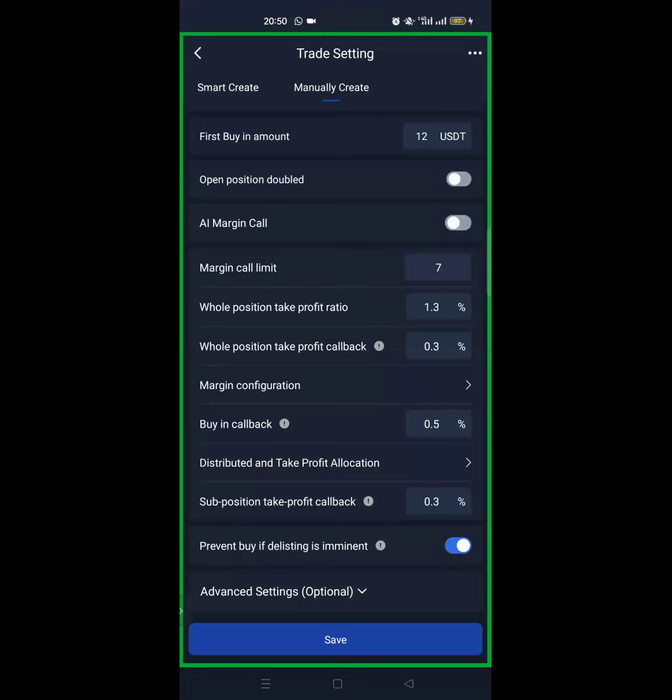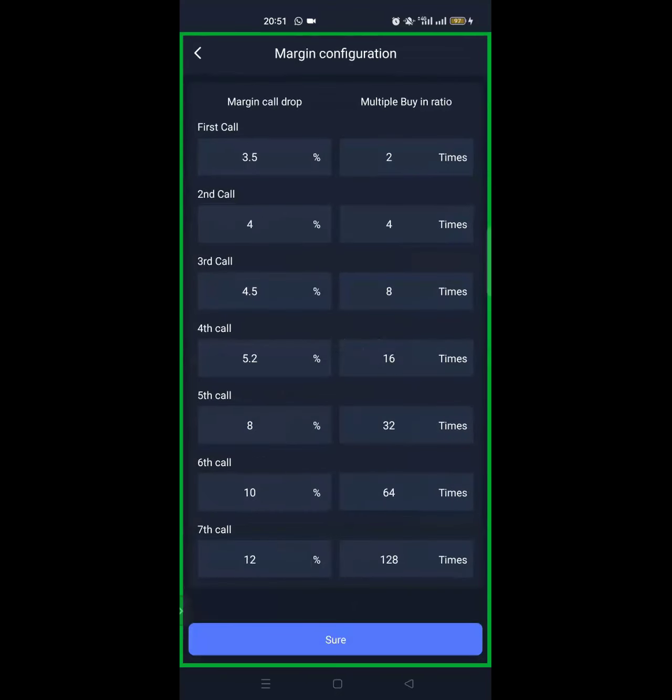Now here, we have the AI margin call. This AI margin call, if you put it on, it discards whatever you set in your margin configuration. So for example, my margin drop here is 3.5 in this trade. I'm actually using the default RoyalQ settings. It's not like I set anything. This is just the default of RoyalQ. That's what I'm using to explain here.